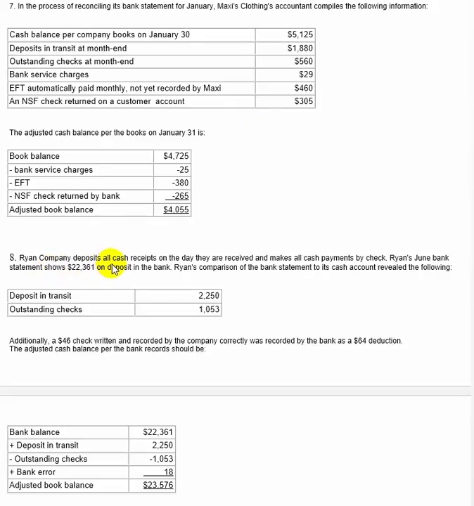Number 8, Ryan Company deposits all its cash receipts on the day they were received and makes all cash payments by check.